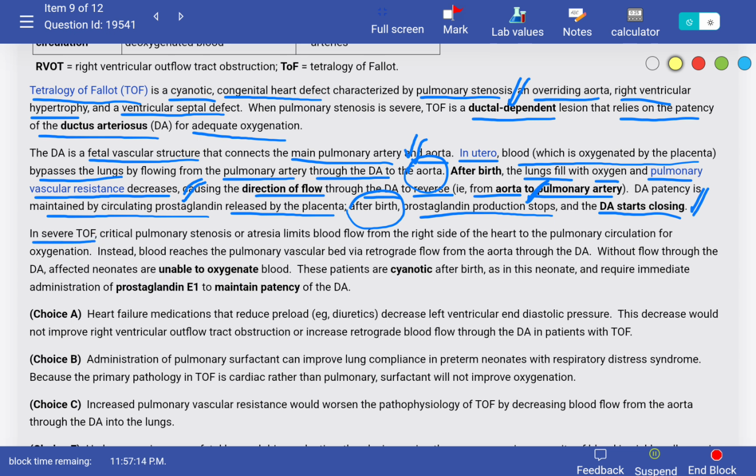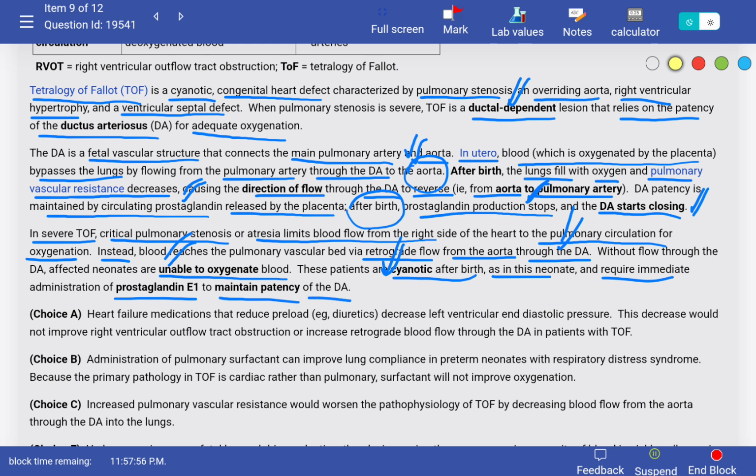In severe tetralogy of Fallot, critical pulmonary stenosis or atresia limits blood flow from the right side of the heart to the pulmonary circulation for oxygenation. Instead, blood reaches the pulmonary vascular bed via retrograde flow from the aorta through the ductus arteriosus. Without flow through the ductus arteriosus, affected neonates are unable to oxygenate blood. These patients are cyanotic immediately after birth, as in this neonate, and require immediate administration of prostaglandin E1 to maintain patency of the ductus arteriosus.